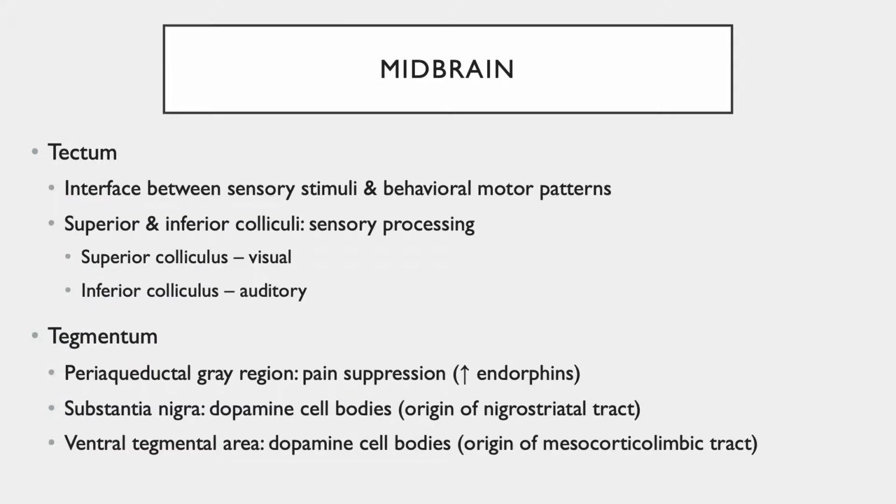The midbrain is comprised of two major regions, the tectum and the tegmentum. Tectum actually means roof, and it is the top part of the midbrain. The tectum serves as the interface between sensory stimuli and our behavioral motor patterns. There are two important regions that are part of the tectum, and those are the superior and inferior colliculi. They help govern sensory processing. Specifically, the superior colliculus helps govern visual processing, while the inferior colliculus helps govern auditory processing.